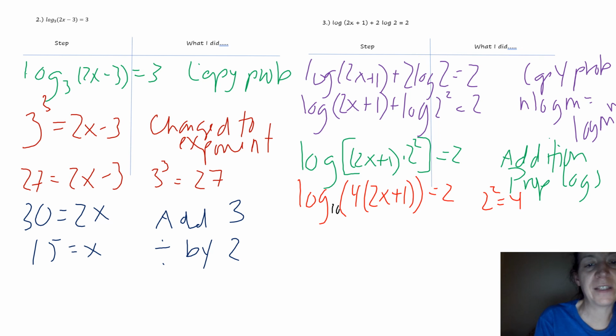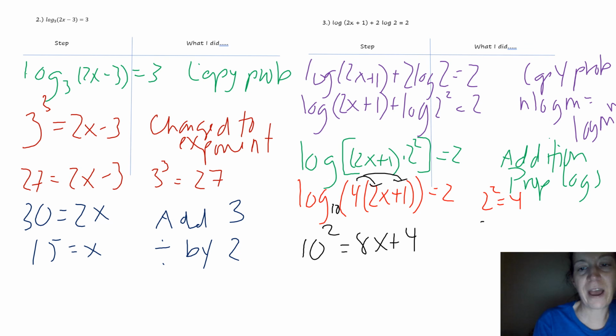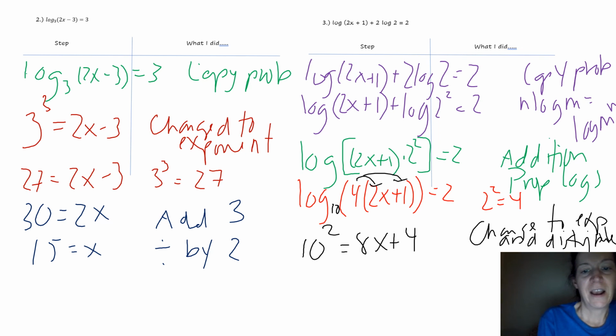Now remember that this is base 10. So let's go ahead and change the form. So that'll be 10 squared equals. And while I'm writing it, let's go ahead and distribute. Okay, so that was change to exponent. And I also distributed. 10 squared is equal to 100. So 10 squared equals 100.